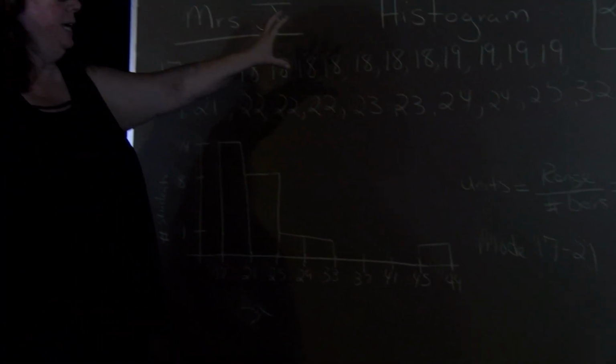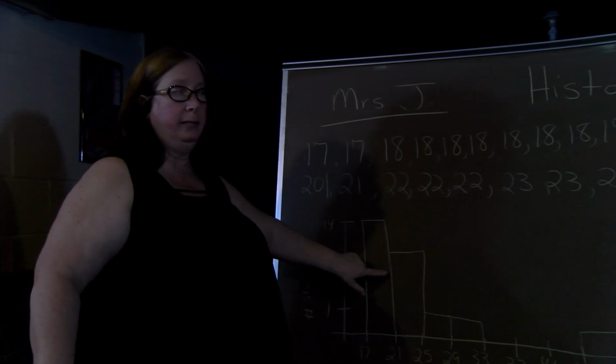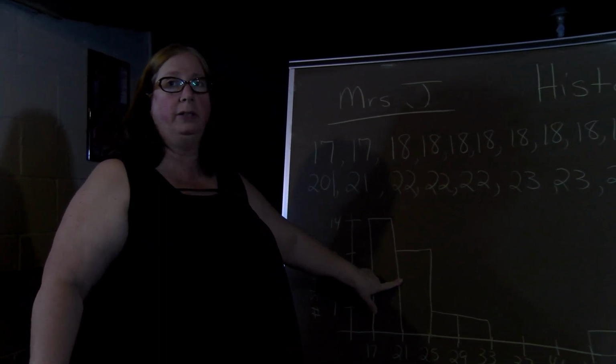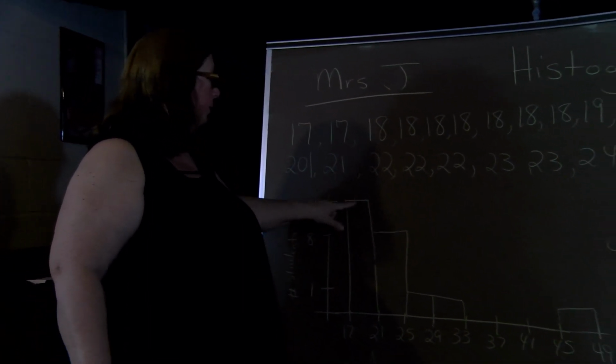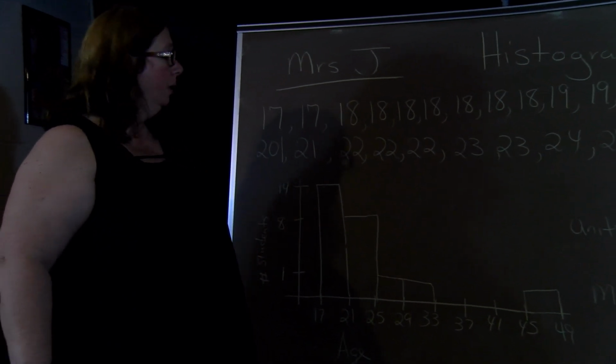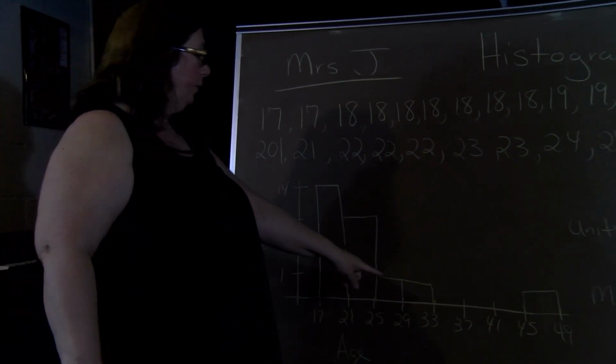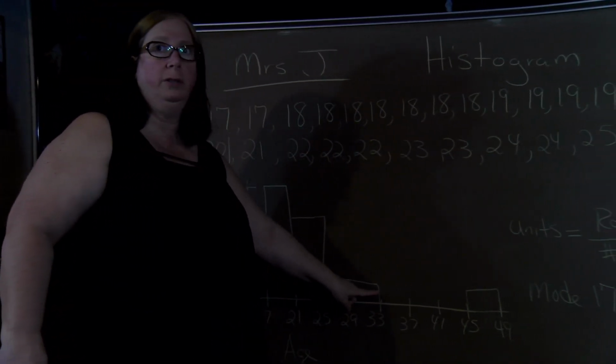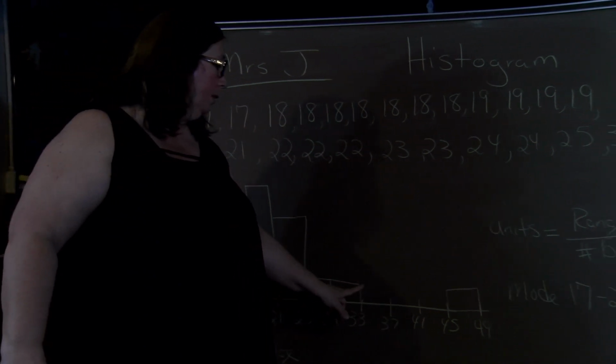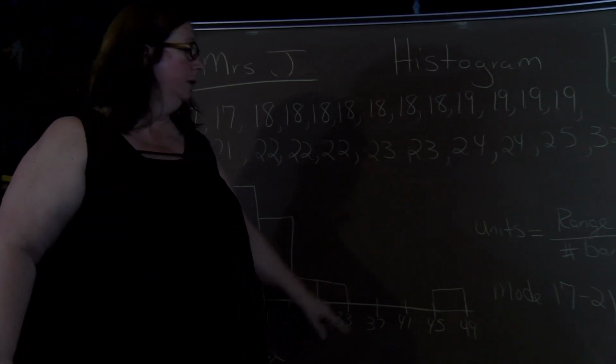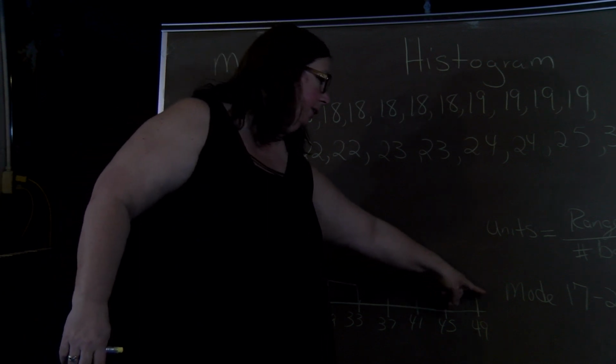If we didn't have the data above, we wouldn't know how many 17s, 18s, 19s, or 20s there were. We just know altogether there's 14 of them. The only things we do know, like 33, we know that there's no 33 because then the bar would have been here. Same thing, 49, we know there's none.